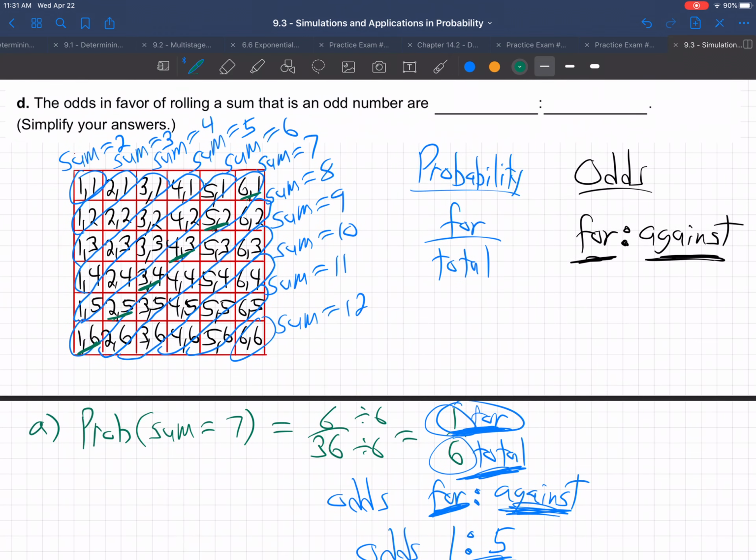So 5 or more. So how many on the 5 row? 1, 2, 3, 4. 4 entries. 5 entries on the next row. 6 entries here. 5 entries there. 4 entries here. 3, 2, 1. We're going to need to add up all those numbers because that's how many boxes there are that have sums of 5, 6, 7, 8, 9, 10, 11, or 12.